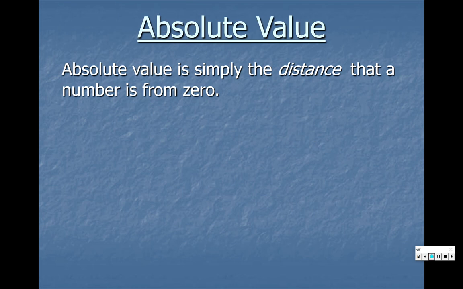The good news is it's a pretty nice function to deal with. And you might halfway through think it's the easiest function you've seen so far, but it has a little quirk to it, and I'll get to that little quirk, okay? Absolute value is simply the distance that a number is from 0.